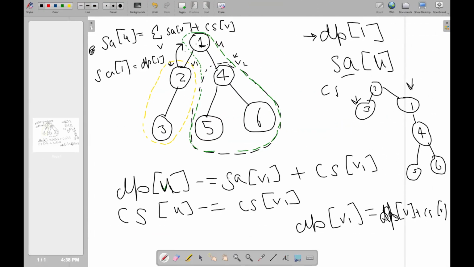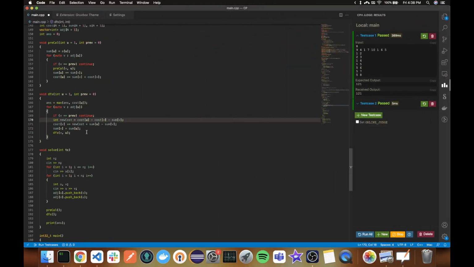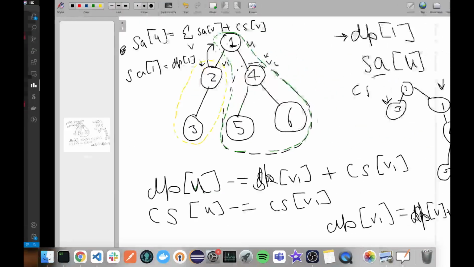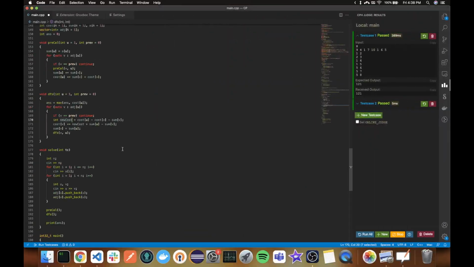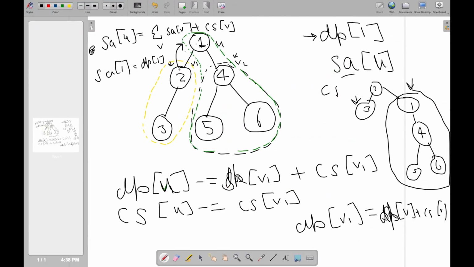So DP of cost v minus sum v. This is the new cost of our subtree, something like this. And then we add to our new subtree's cost. So new subtree's cost becomes new cost plus sum u minus sum v. So what's happening here? The cost of this is equal to whatever was the cost of this, right?